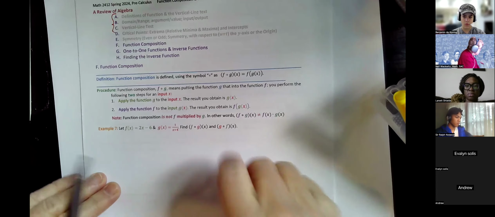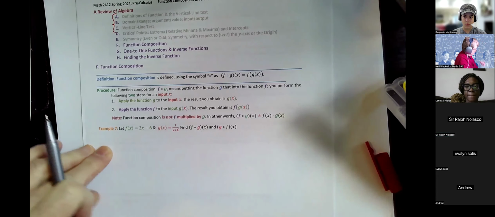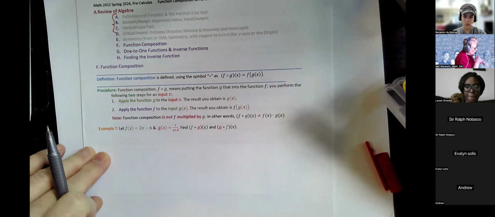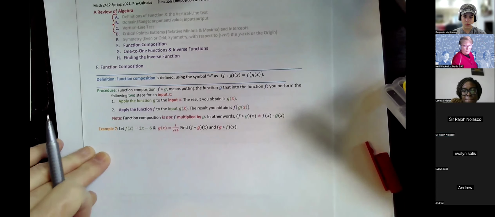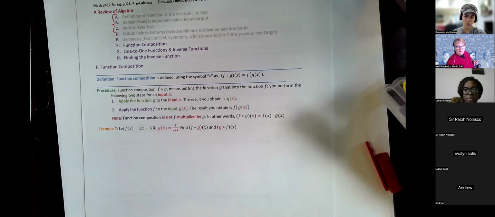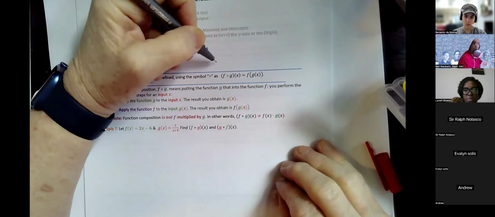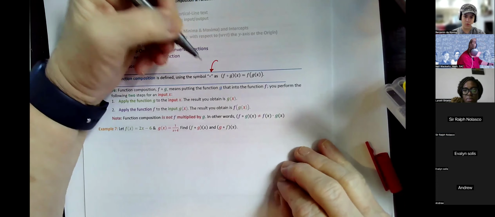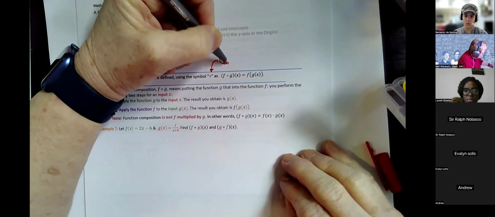All right. So the little circle, does the little circle mean multiplication? I want to hear this loudly. No, no, no. And it's okay to say something wrong in our class. It is absolutely fine. That little circle means composition.